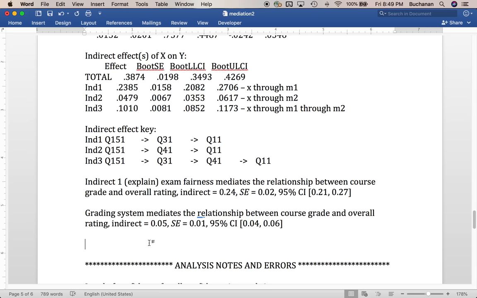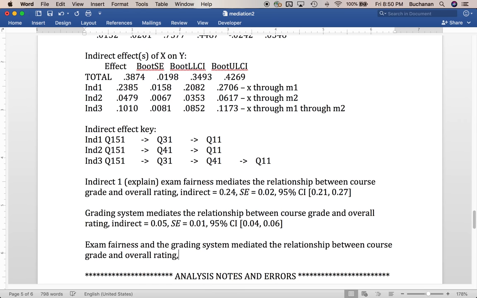All right, last but not least, we could say exam fairness and the grading system mediated the relationship between course grade and overall rating. Indirect is 0.10. Our standard error for this indirect is 0.01 again. And our 95% CI is 0.09 to 0.12. Since all these variables are on the same scale, I can kind of compare. It looks like the effect is most through exam fairness, then through fairness to grading to Y, and then the smallest mediation effect is just the grading.